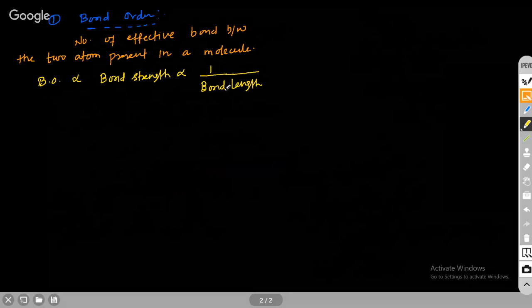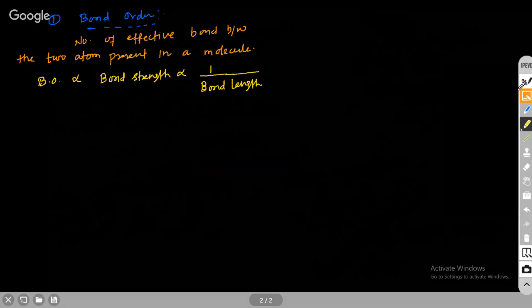They can ask you to compare bond length. They can ask you to compare bond strength. So for that, we should know what bond order is and how to calculate bond order. Right? So when I say bond order, we know this bond order has integral as well as fractional values. Bond order may have integral as well as fractional value also.